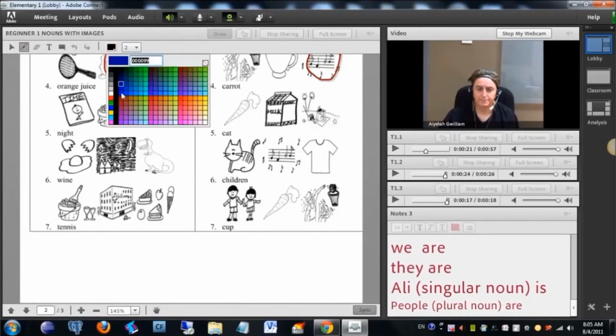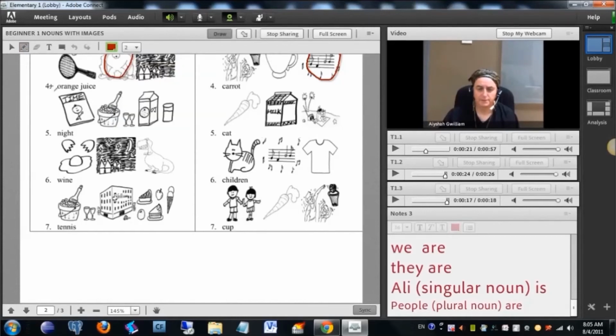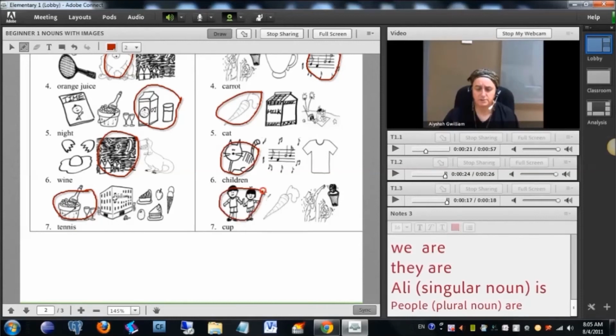For number 4, orange juice. This is orange juice. Night, this is night. Wine, this is wine. A carrot, this is a carrot. Cat, this is a cat. Children, these are children. See, number 7 is tennis, and number 7 is cup. The answers for these are on the next page.